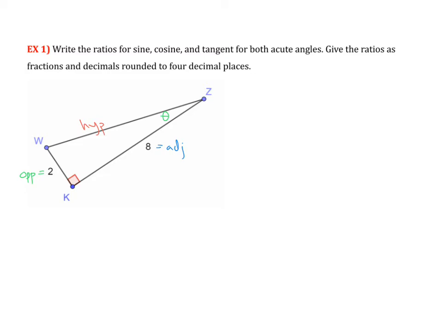All right, now, because I need to write all three ratios for sine, cosine, and tangent, in order to be able to fill all those in with values, I need my hypotenuse because they don't give it to us. Now, because this is a right triangle, in order to find any of the missing sides on a right triangle, we are going to use the Pythagorean Theorem.